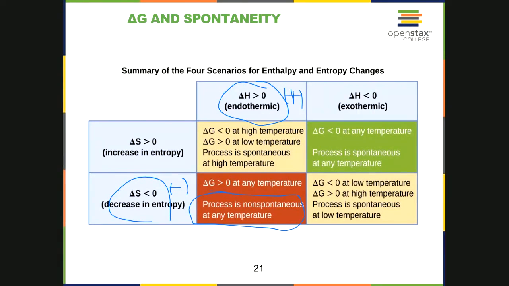And then what we have in between is these two situations where the temperature will matter. In one case, it'll be spontaneous if it's a high temperature because it will make the positive entropy a bigger value after you combine it with temperature. And in this other combination, if the entropy is not favorable and the temperature is a low number, then that's going to decrease the impact of the entropy, and the reaction could then be spontaneous.